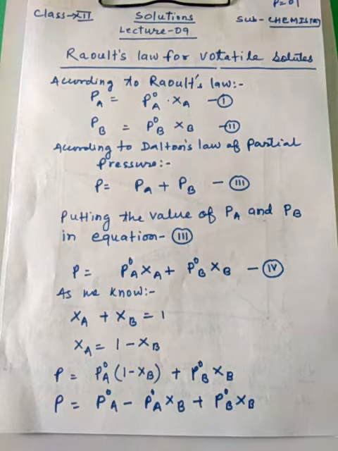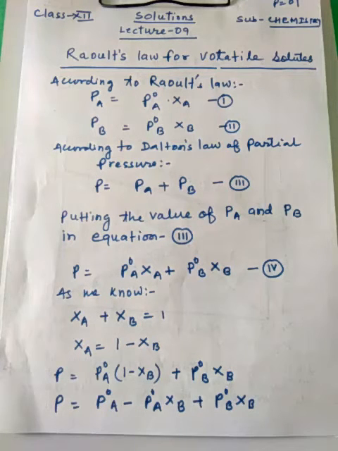The French chemist Martin Raoult, in 1886, gave a quantitative relationship between the partial pressure and mole fraction of two components. This relationship is known as Raoult's law.